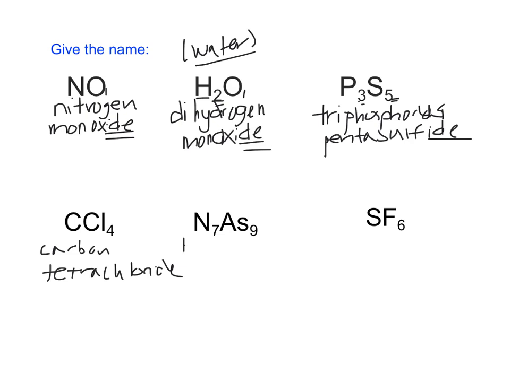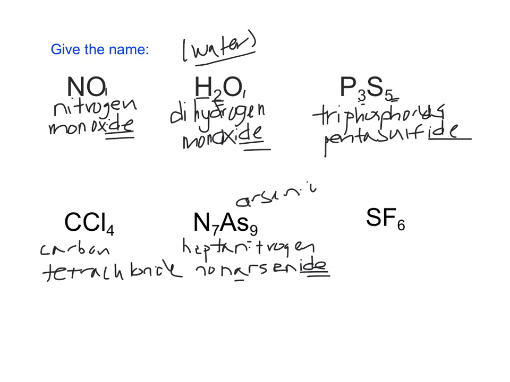N7As9. So 7 is hepta, nitrogen. 9 is nona, arsenic. Arsenic will go to arsenide. That usually freaks y'all out a little bit. As is arsenic. And something that we kind of unofficially do is, if you have a double vowel, notice I'm just dropping one of them instead of nona with another a. We just kind of drop one of the same vowels.